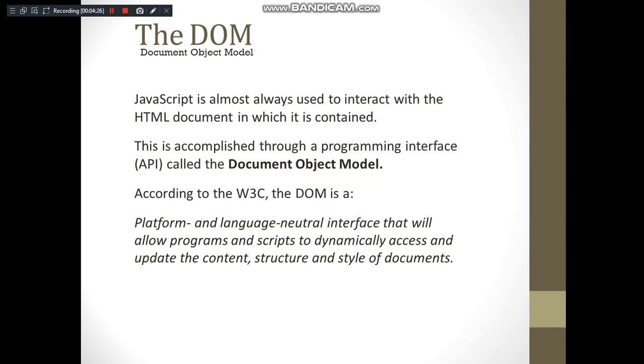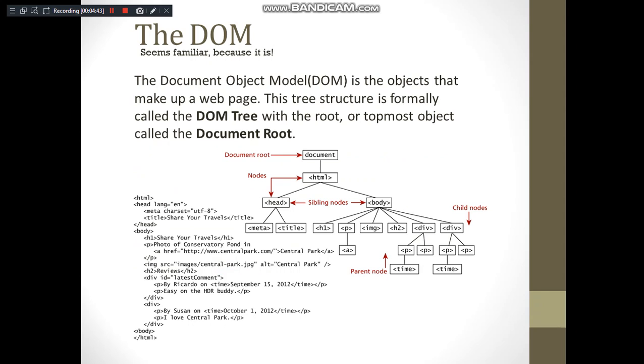According to W3C, DOM is defined like this. This is the definition of DOM: a platform and language neutral interface that will allow programs and scripts to dynamically access and update the content, structure and style of the document. That is the way through which we can interact between the HTML document and the scripting language, right?